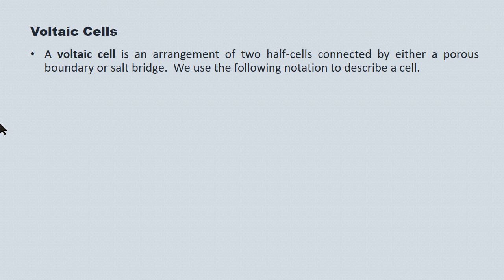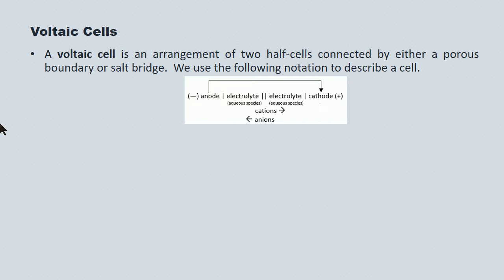A Voltaic cell, then, is an arrangement of 2 half cells connected by either a porous boundary or a salt bridge. And we use the following notation for it. On the left here, you see the anode, designated the negative electrode, and it's immersed in an electrolytic solution or aqueous paste. The 2 lines represent the separation of half reactions. On the right is the cathode, the site of reduction, designated positive electrode, immersed in an electrolytic paste or aqueous solution. The arrow on top here represents the flow of electrons. That's always from anode to cathode.